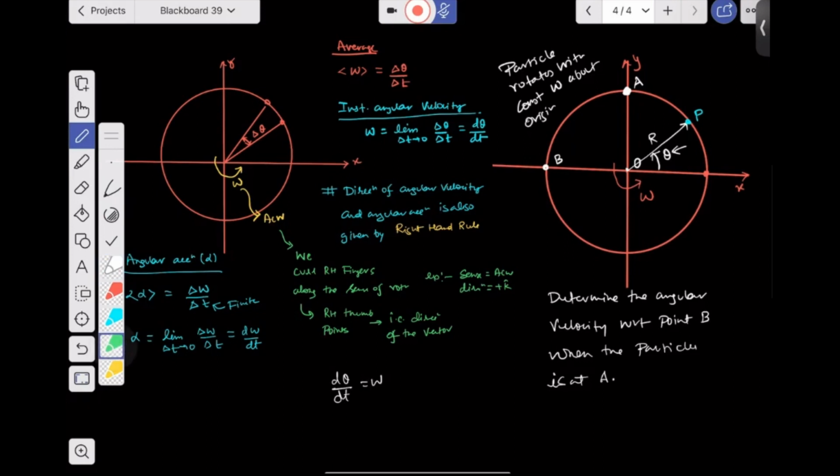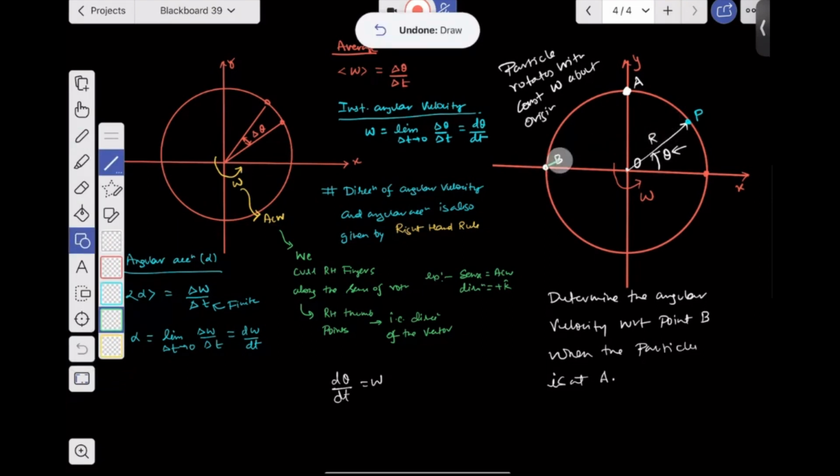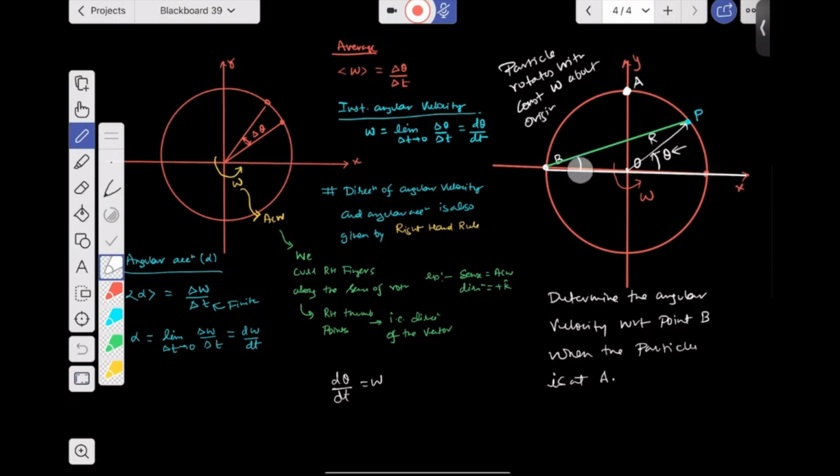If I want to find out at what rate the particle is rotating around point B, then we must first figure out the position vector of that particle with respect to point B. Considering the positive x as our reference direction, the one that was considered for measuring theta, the angle the position vector makes here is suppose phi. So what we are supposed to find here is d phi by dt, no?